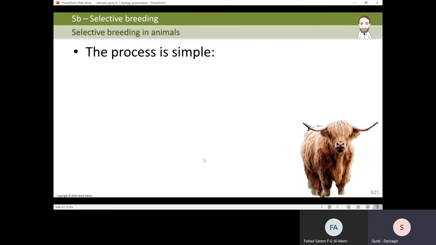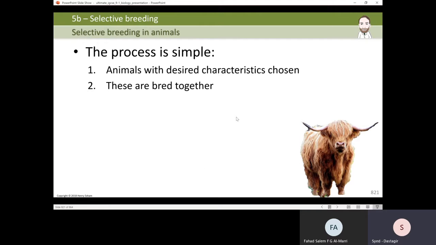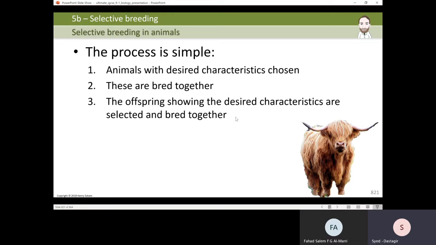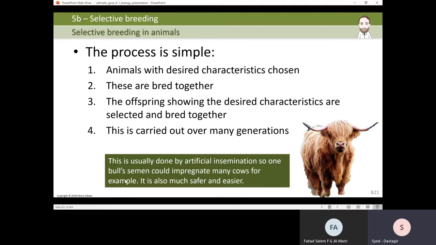Right. So the process is very simple. Animals with the desired characteristics are chosen, they're bred together, the offspring show the characteristics, and then again they are bred together, and this is carried out over many generations, and it's usually done by artificial insemination. What does artificial insemination mean? Artificial means man-made. And insemination, I don't know.